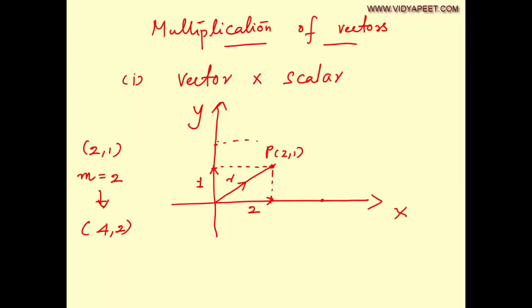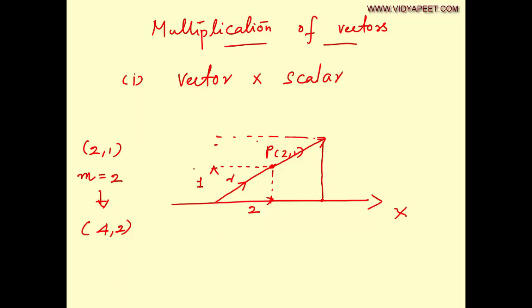it will be a vector which is in the same line, but its length got multiplied by 2. So, in short, we can say that if you take a vector and multiply it by a scalar, you will get a new vector which is in the same direction, but its length will get elongated by the scalar.